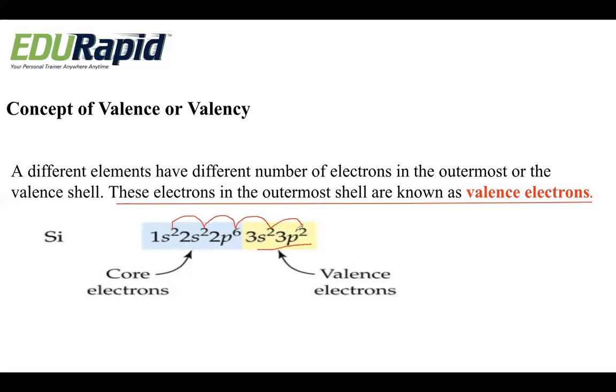The other electrons are called core electrons. That is, those present in 1s2, 2s2 and 2p6 are called core electrons, whereas the outermost shell electrons are called valence electrons. These valence electrons are the ones involved in bonding. It may be sharing of electrons or it may be donation of electrons.